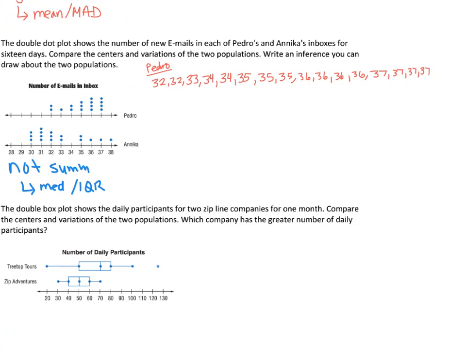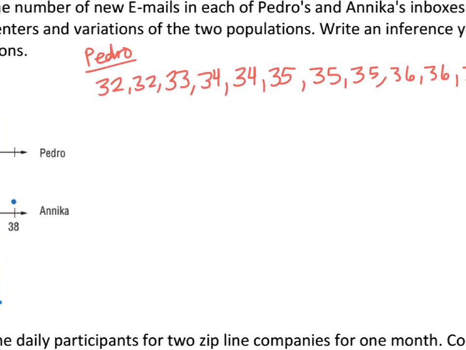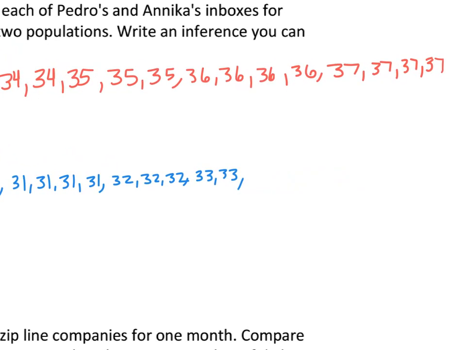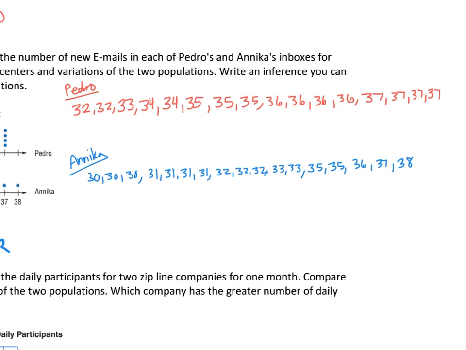I'm going to go ahead and list my other one as well. It's Anika. There's 3 30s, 4 31s, 3 32s, 2 33s, 2 35s, 136, 137, and 138. Okay.